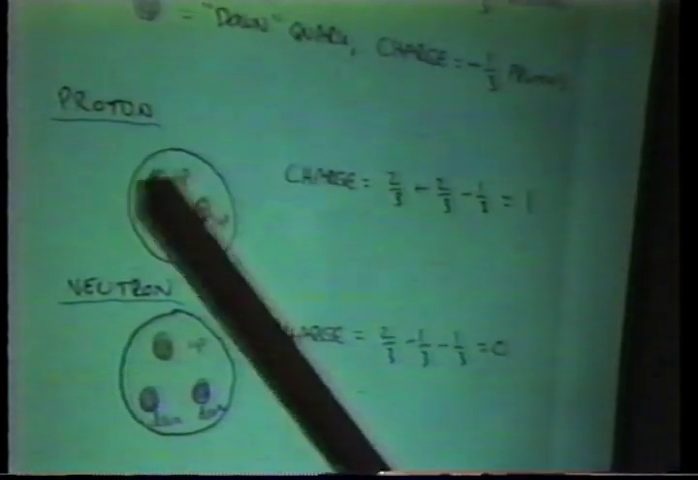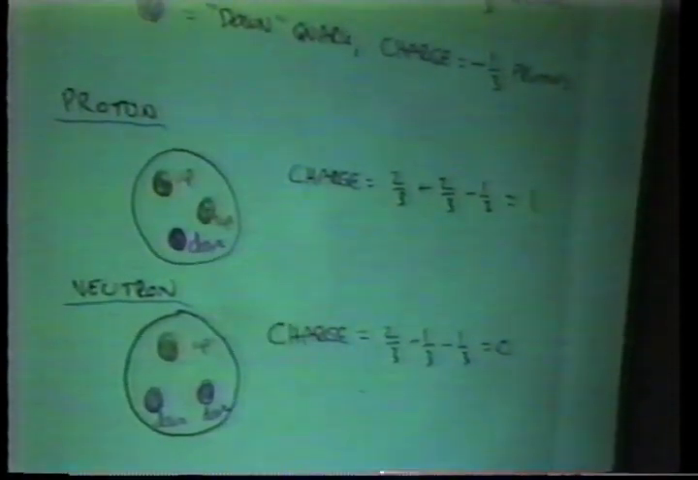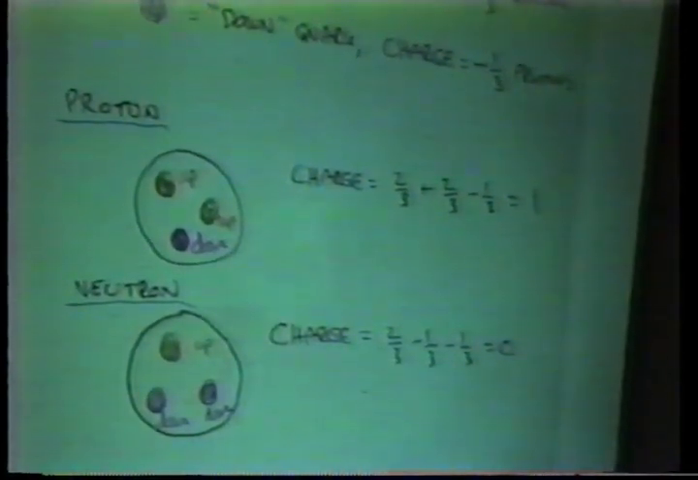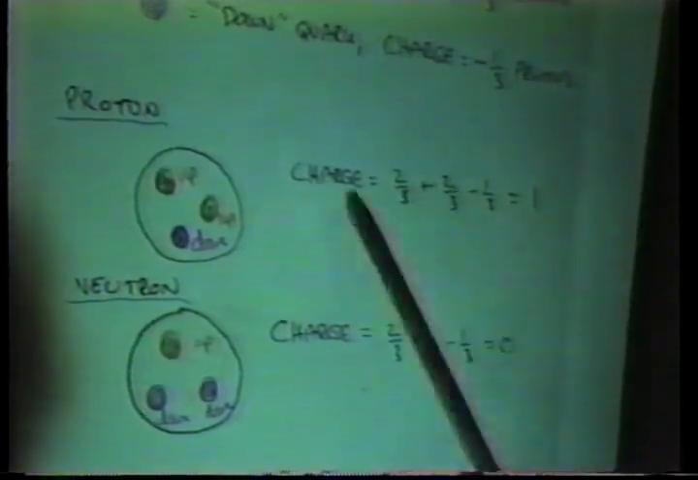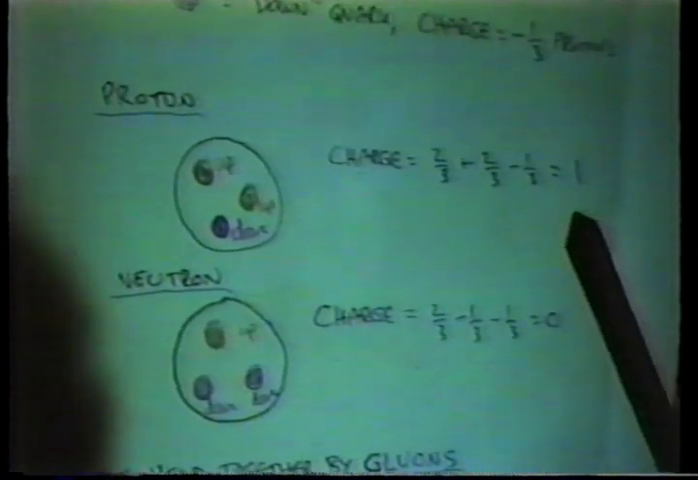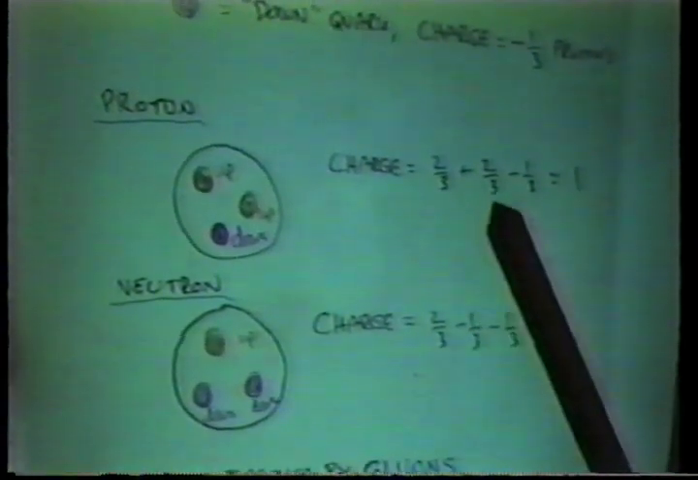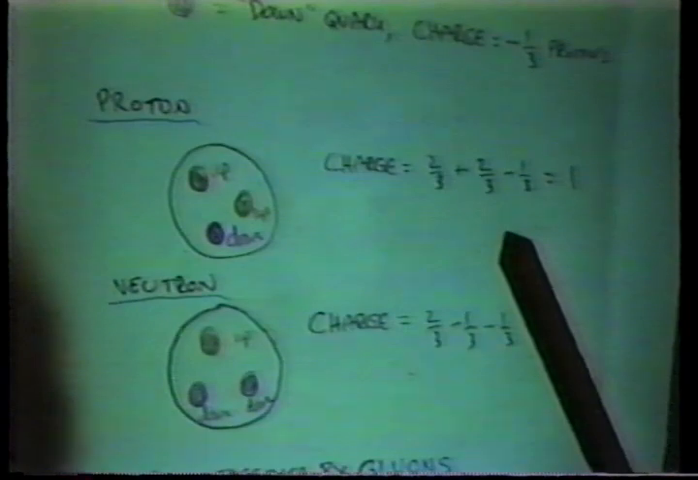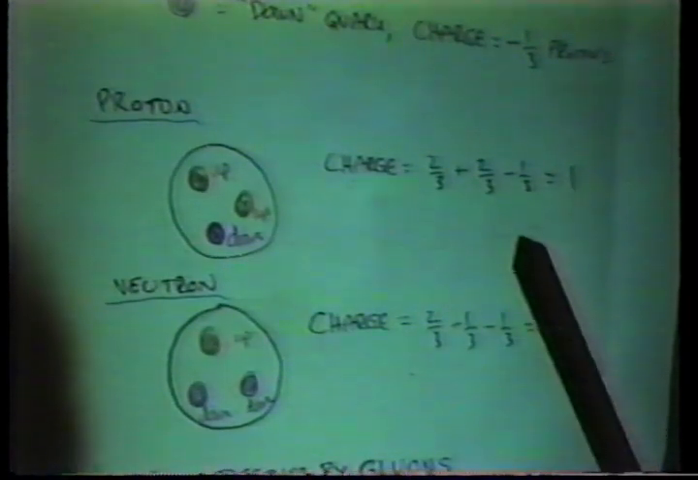A proton is made of two up quarks and one down quark. And so what is the total charge in units of the electrical charge? The proton is a positively charged thing. You have to come out with 1 unit of charge. And so 2/3 for one up quark, 2/3 for the other, minus 1/3. That's 4/3 minus 1/3, which is 1.